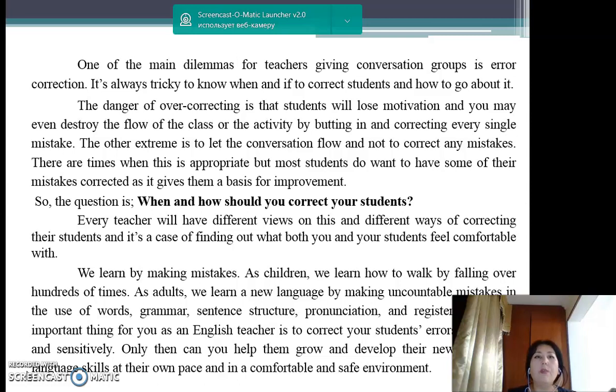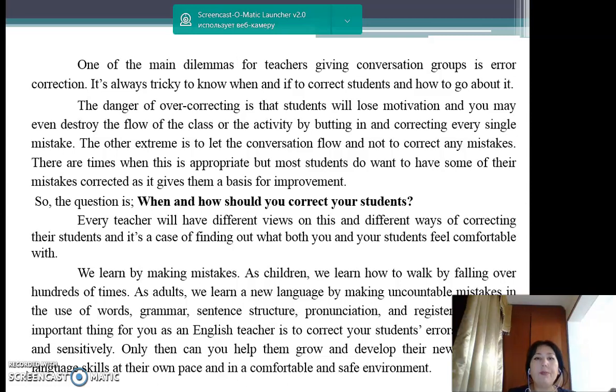The danger of overcorrecting is that students will lose motivation and you may even destroy the flow of the class or the activity by butting in and correcting every single mistake. The other extreme is to let the conversation flow, not to correct any mistakes. There are times when this is appropriate, but most students do want to have some of their mistakes corrected, as it gives them a basis for improvement. So the question is, when and how should you correct your students?